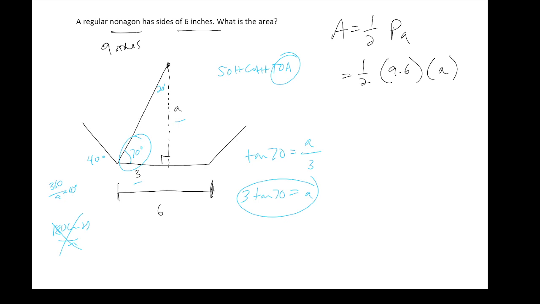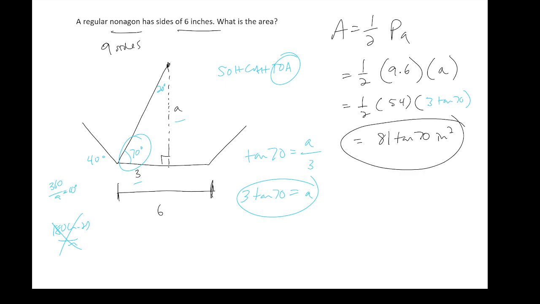That's it. So I go back here and I plug that in. 1/2 of 9 times 6, which you guys know is 54, times my apothem, which is 3 times the tangent of 70. All right, then I just multiply that whole thing out. 1/2 times 54 times 3 means I have 81 times the tangent of 70 inches squared, and that is your answer. That's your exact answer.